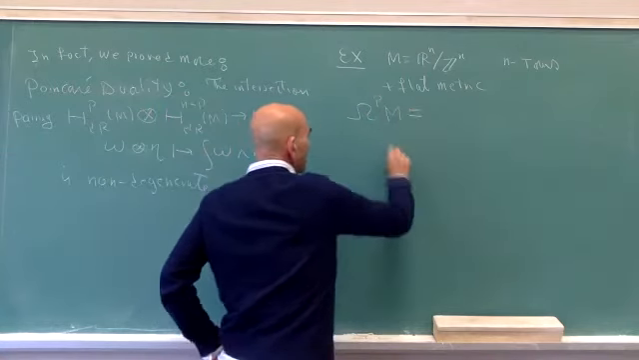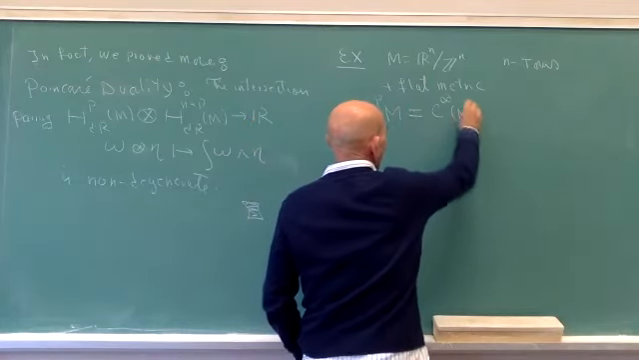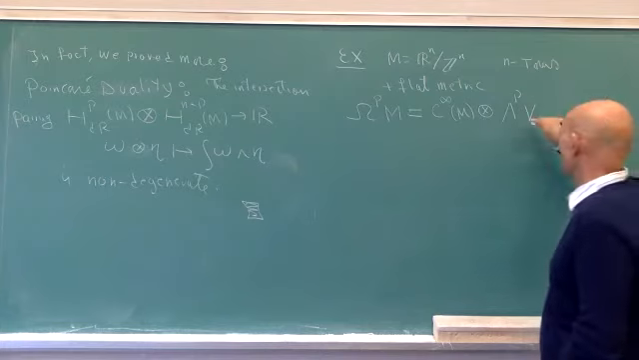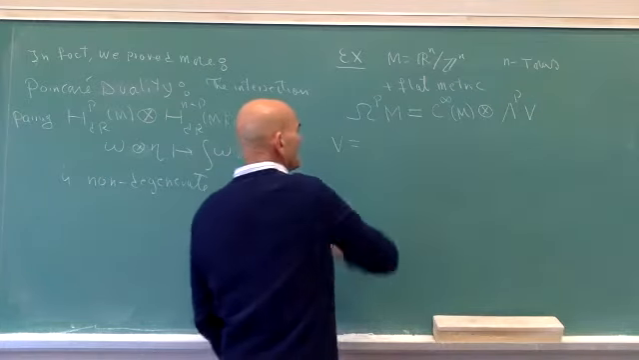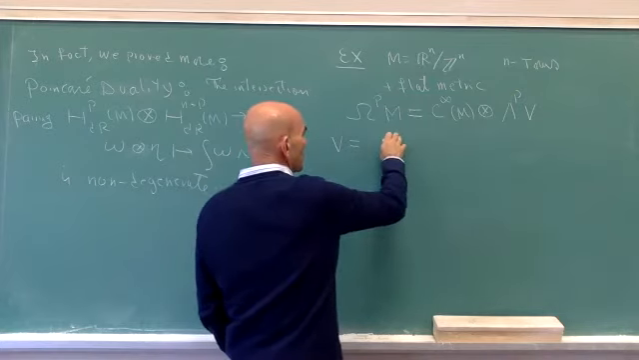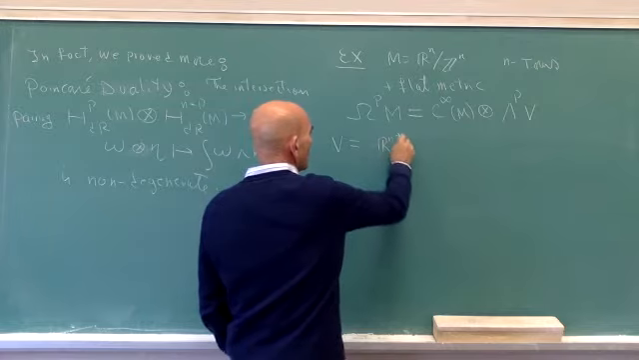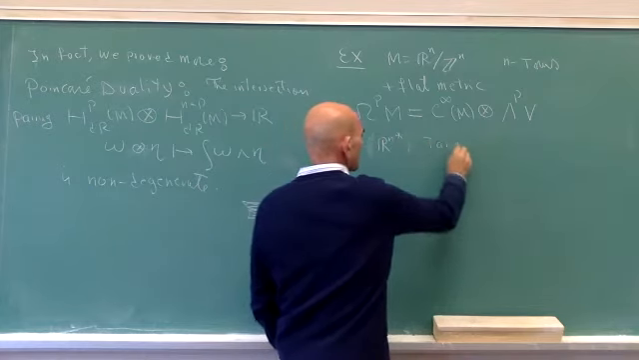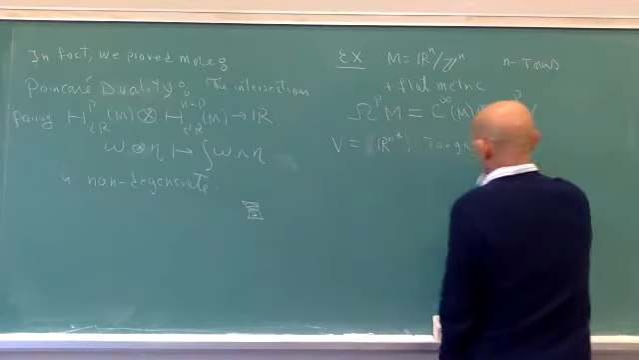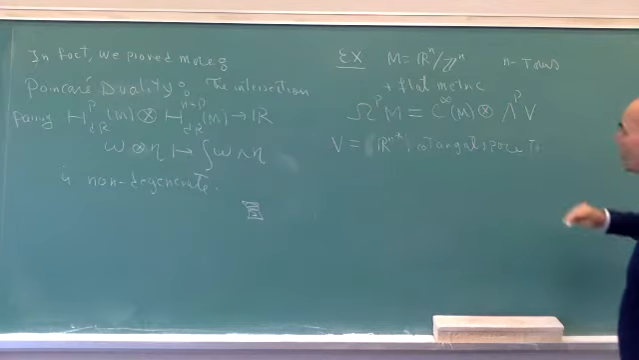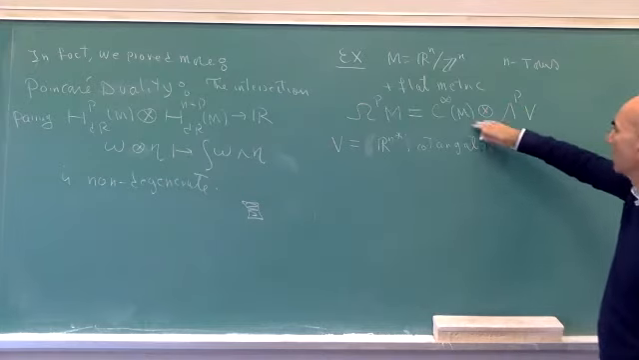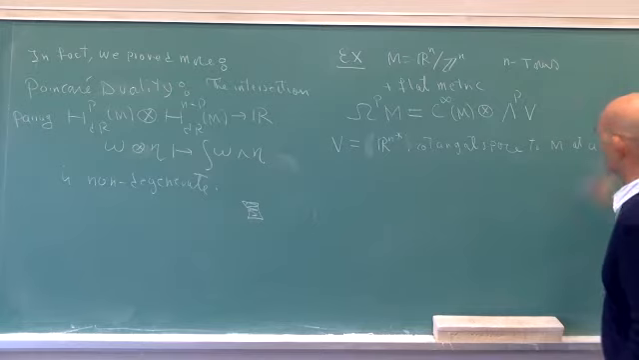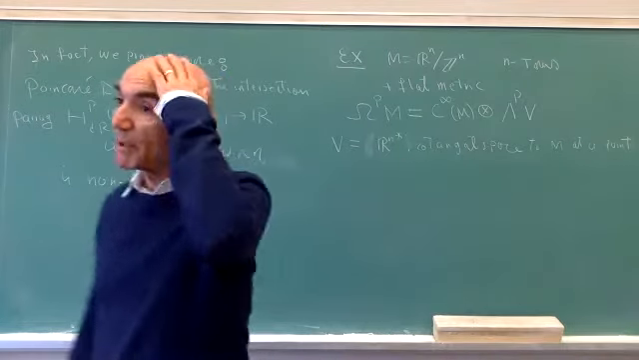Anyhow, so what is Omega^p of M? This is equal to C^infinity of M tensor Λ^p of V. Imagine V is, it really doesn't matter much here, but let's say V is (R^n)*, like the cotangent space to M.